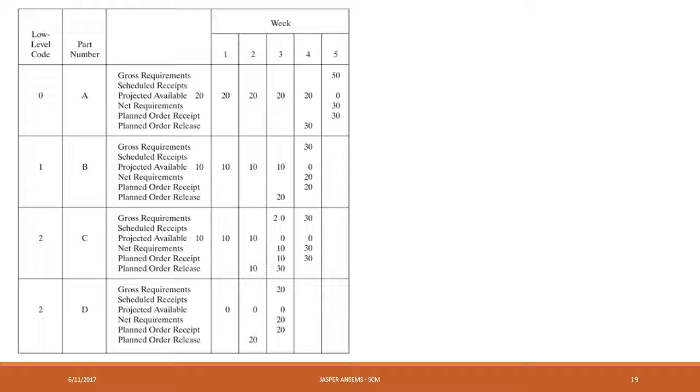Here you can see the next sheet, which is a filled in material requirements plan. We can see the weeks on the top right, the low level code on the left, the part numbers, and then we can see what we need of every part for every week, projected available and planned orders.